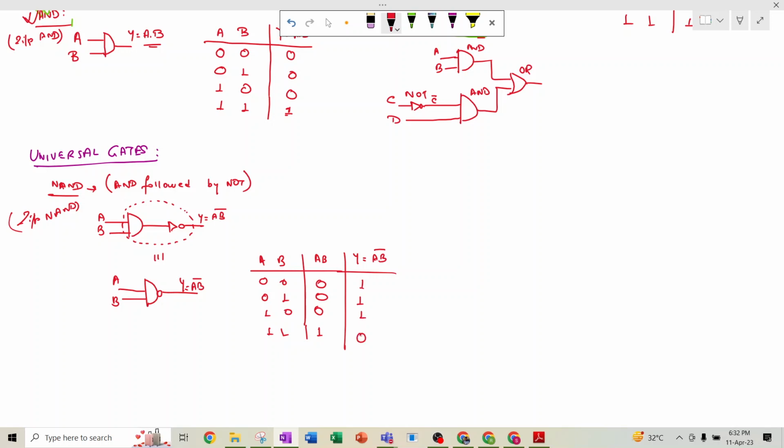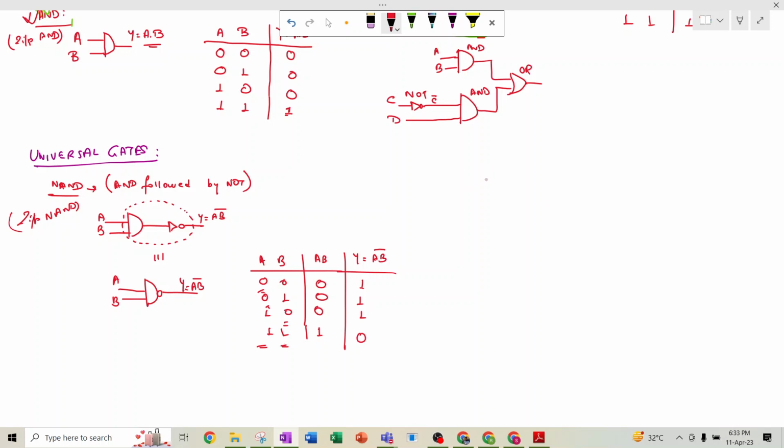So this means the NAND gate output will be 1 when any of the inputs is 0, and the NAND gate output will be 0 when each of the inputs is 1. So this is the physical significance of the NAND gate.